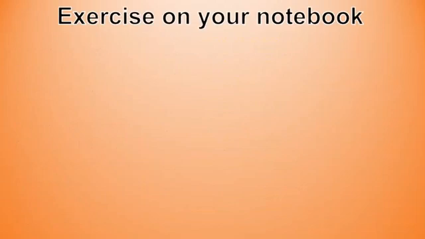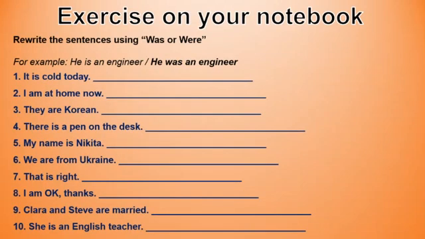Okay, now the last part. You have the last activity. It says rewrite sentences using was or were. Follow the example. He is an engineer. In present, he is an engineer. But in past, he was an engineer. Okay, now the idea is you have to write on the lines the same sentences but in past tense using was or were. And that's all.